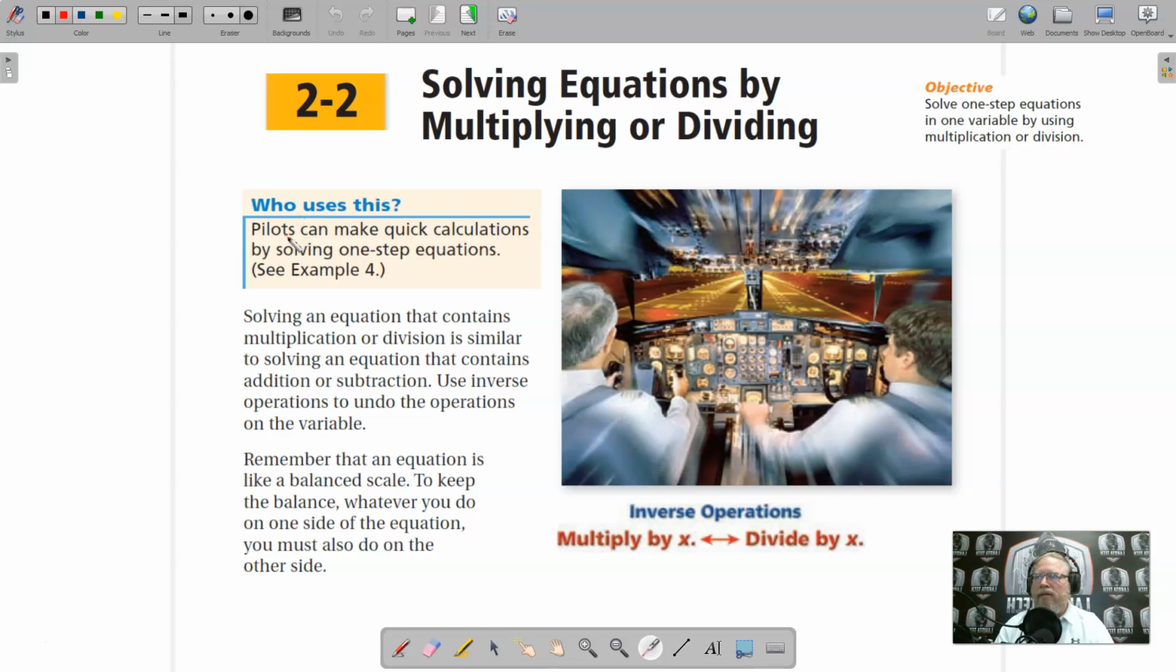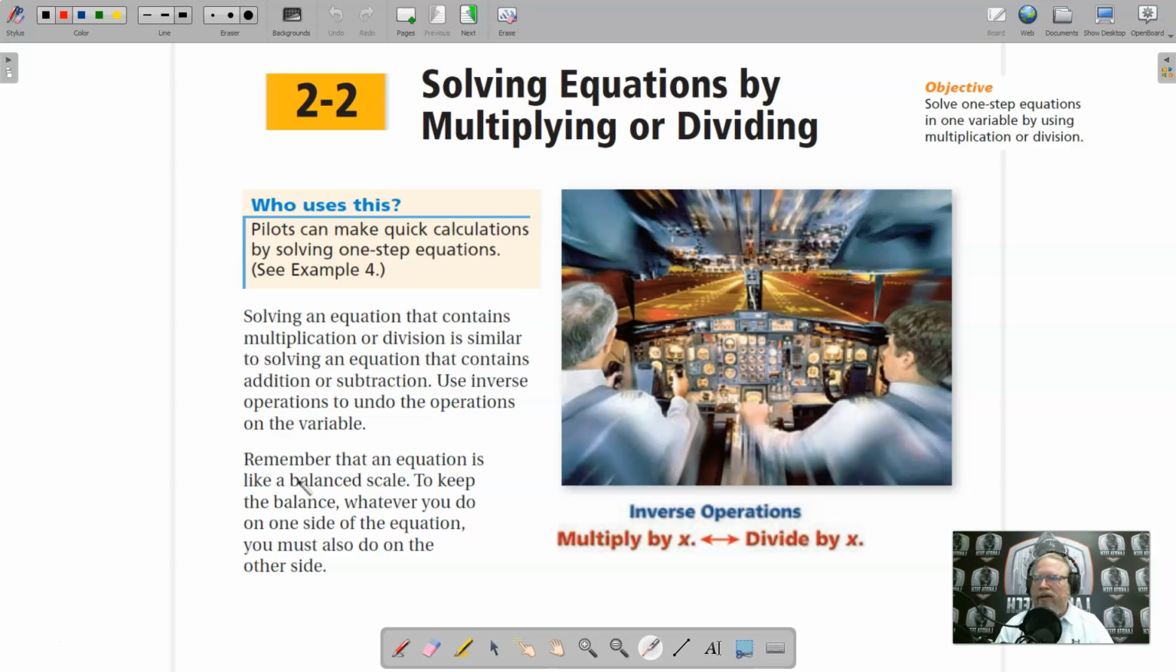Who uses this? Well, pilots can make quick calculations by solving one-step equations. We'll see that in example 4. Solving an equation that contains multiplication or division is similar to solving an equation that contains addition or subtraction. Use inverse operations to undo the operations on the variable.